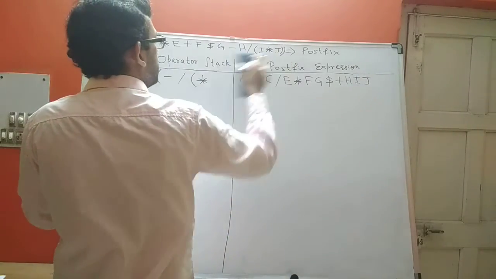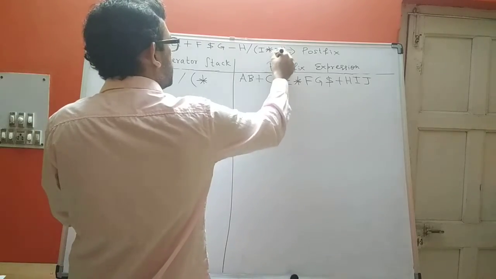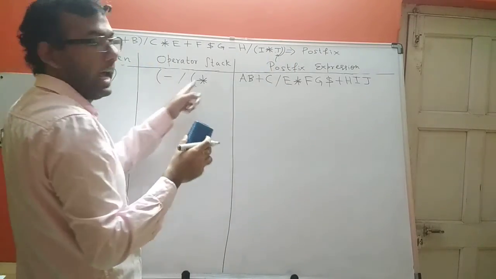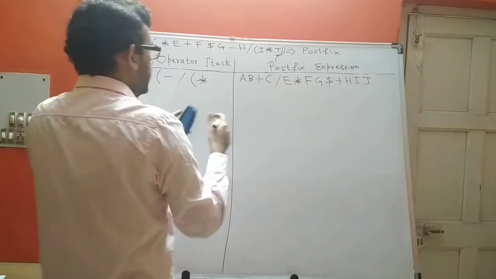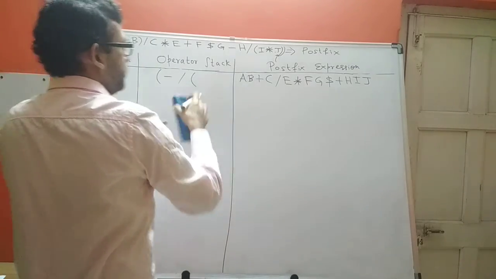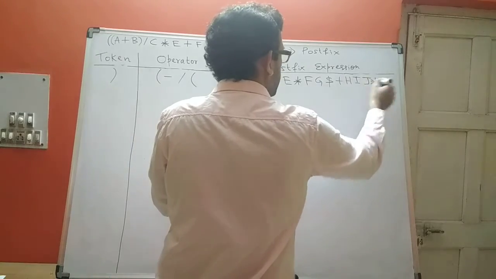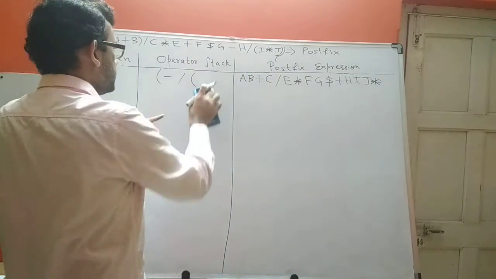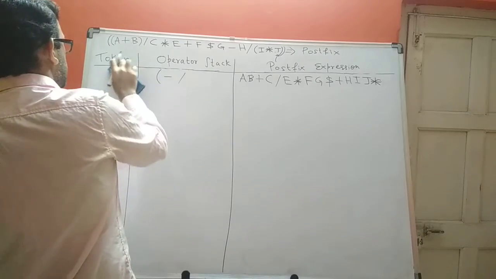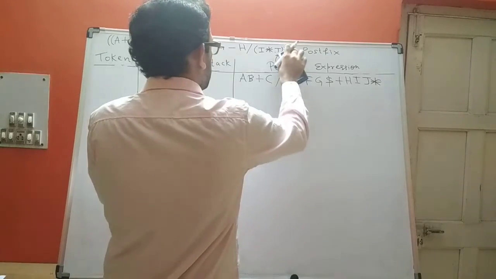My next token is a closing parenthesis. The moment I encounter a closing parenthesis, I'll keep popping from my stack till I encounter an opening parenthesis. So I have star, I'll pop it and add it to the output. Now I encounter an opening parenthesis, so I'll pop it and stop the pop operation. And I'll not add it to the output, definitely.